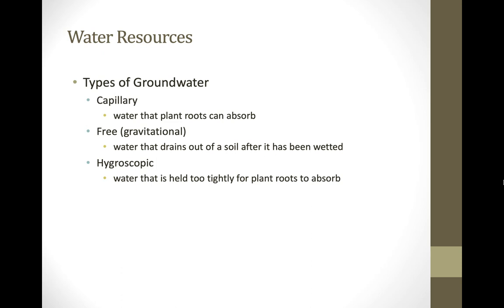Free water or gravitational water is water that drains out of a soil after it's been wet. If you ever water a potted plant, for example, you can pour a gallon of water into it, but only so much is actually going to stay in the pot with the plant. Some of it's going to drain out. And so that free water or that gravitational water is what comes out after we've put as much water as we can into the soil.